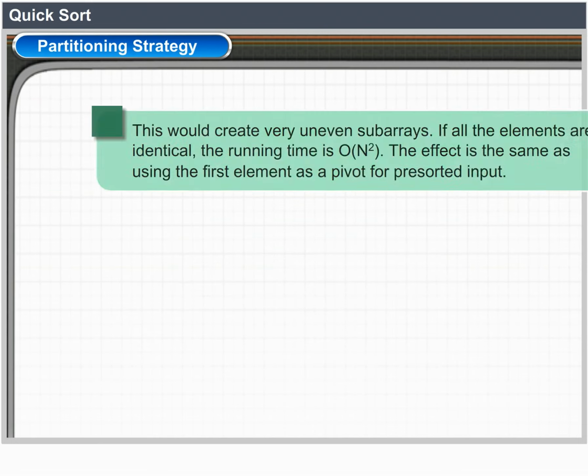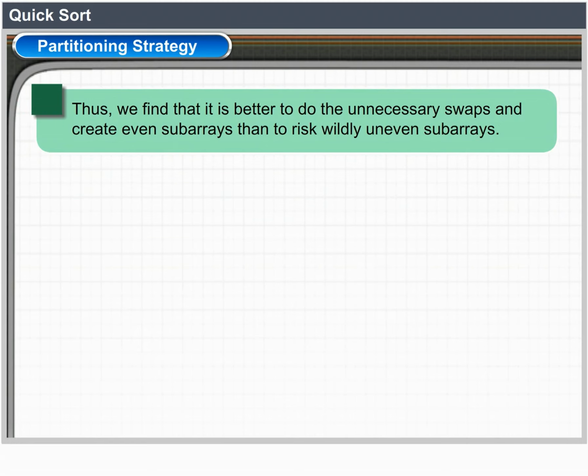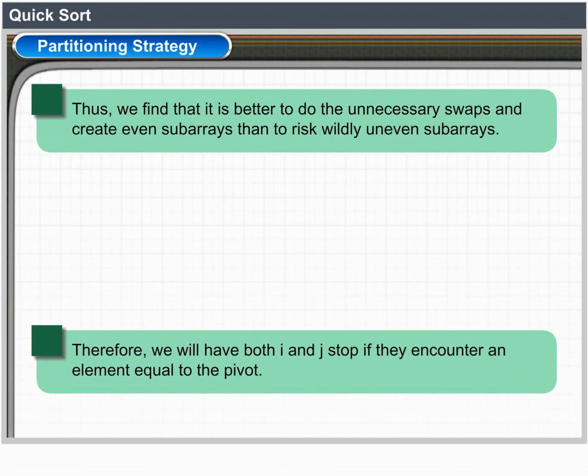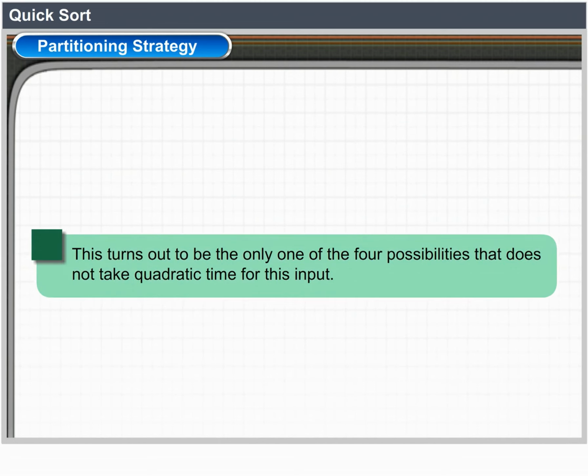Thus, we find that it is better to do the unnecessary swaps and create even subarrays than to risk wildly uneven subarrays. Therefore, we will have both I and J stop if they encounter an element equal to the pivot. This turns out to be the only one of the 4 possibilities that does not take quadratic time for this input.